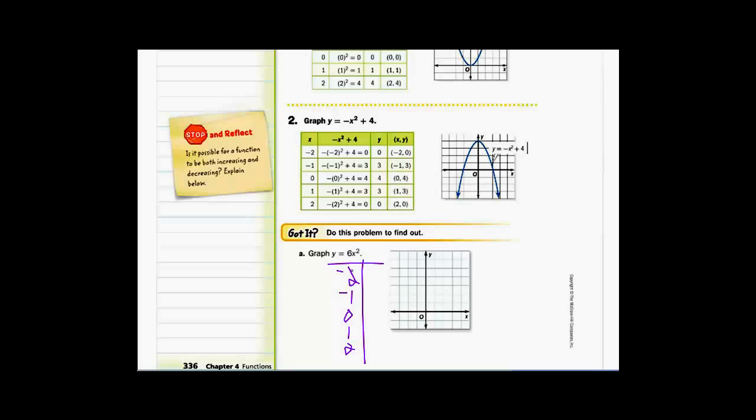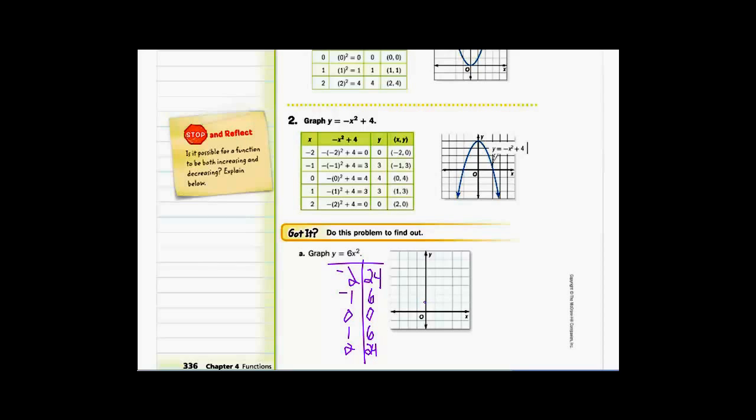So if I am squaring this, it'd be 4 times 6, 24. If I'm squaring this, it would be 1 times 6, 6. 0 would be 0. 1 squared, 6. 2 squared 4 would be 24. So if I want these, I'm probably going to have to make these a lot bigger.